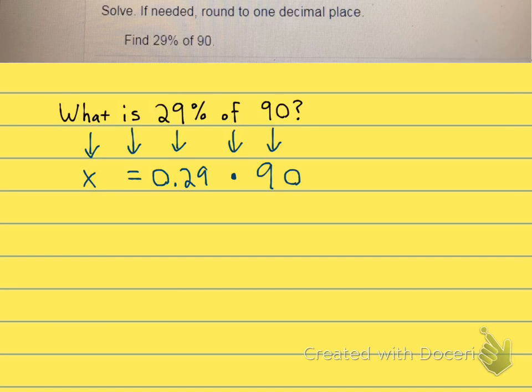And now you see I have an equation, and this equation is already solved for x. My x is over here by itself on this side of the equal sign. So x equals 0.29 times 90. Let me get my calculator. 0.29 times 90 equals 26.1.